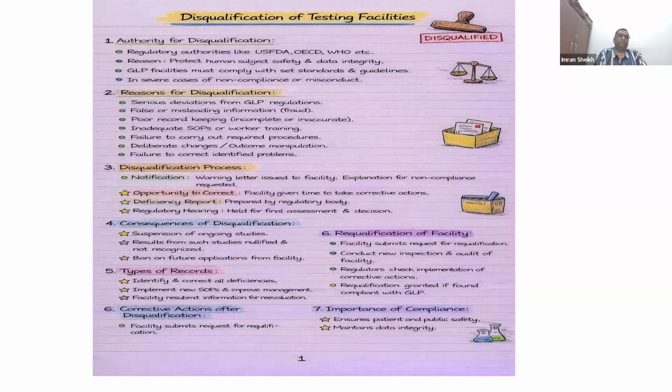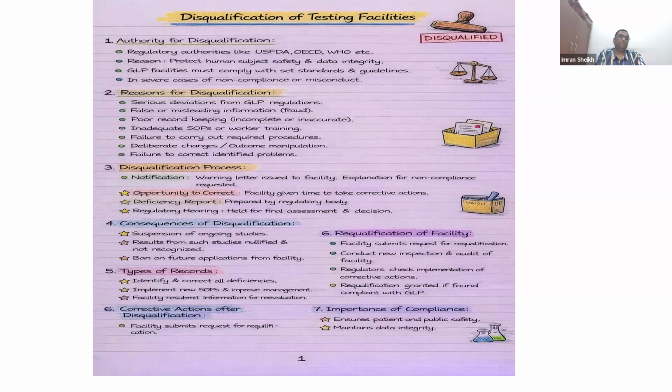Now, what are the steps for recovery? You have to identify and correct all the deficiencies, implement new SOPs and improve management, and the facility submits information for re-evaluation. Requalification of the facility: the facility submits a request for requalification, and a new inspection and audit of the facility is conducted. Regulators check the implementation of the corrective actions. Requalification is granted if found compliant with the GLP. So all these things would be there.